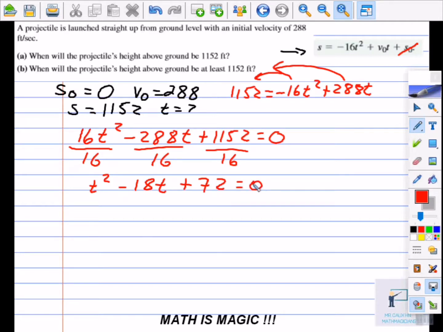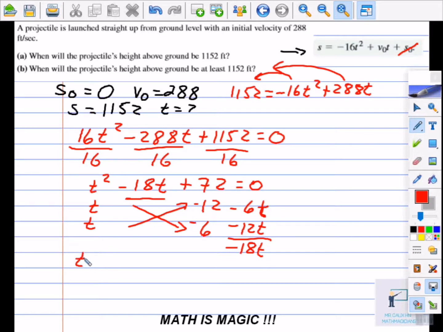It's easier to factorize. Two numbers that multiply to give me t squared: t and t. Two numbers that multiply to give me 72: 12 and 6. If I cross multiply, this is 6t and 12t. I need this answer to be negative 18t, so that means that both of them have to be negative. We are going to copy them: t minus 12 is equal to 0, and t minus 6 is equal to 0. We solve for t, it is 12, and t is 6.